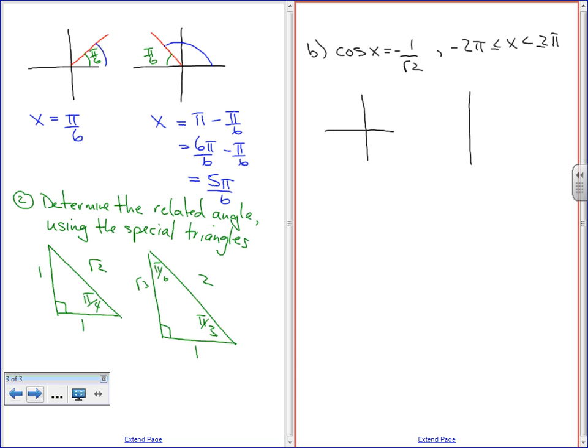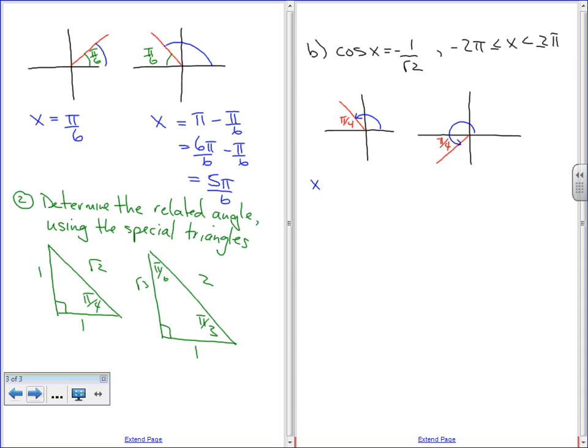Two quadrants. Cosine is negative in the second quadrant and the third quadrant. I look at my special triangle. The cosine of pi over 4 is 1 over root 2, so my related angle is pi over 4. I put my pi over 4 in. And then the answer to my question are those angles in standard position. So I need to figure out that blue angle and this blue angle.